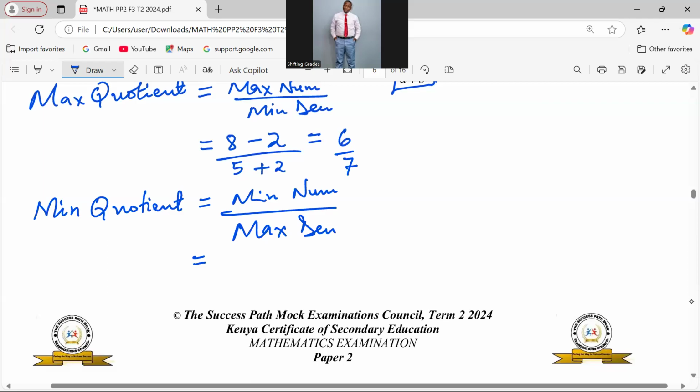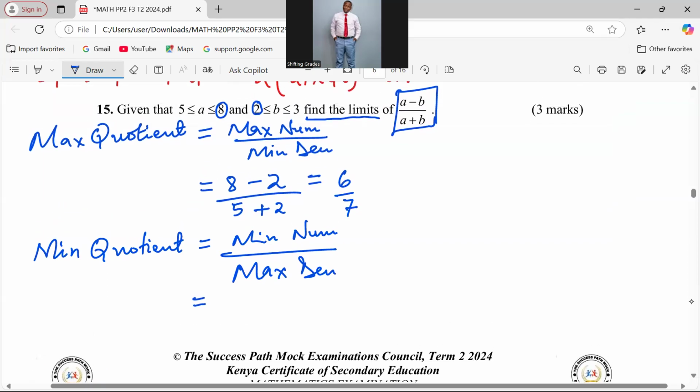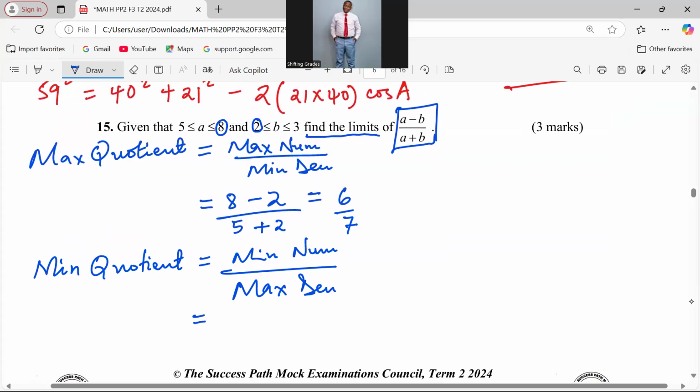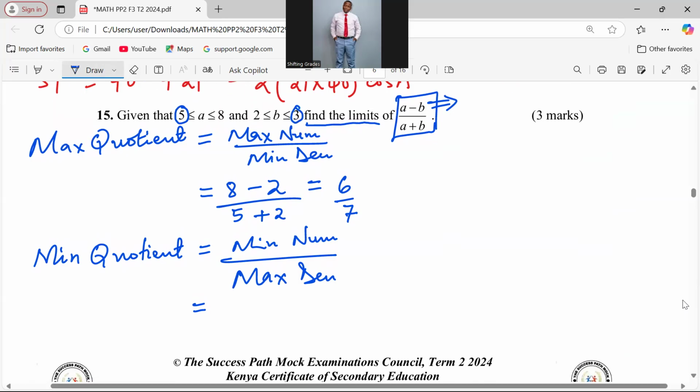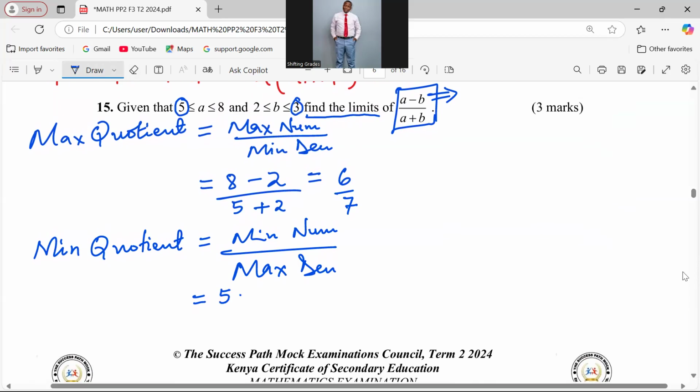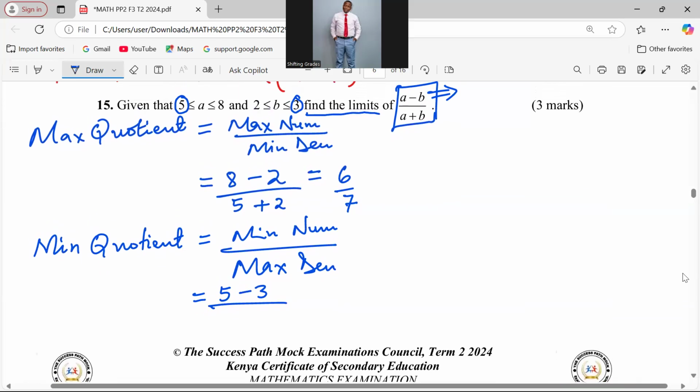For minimum numerator now, which is a difference, and I want it to be minimum, then I'm supposed to pick the smallest value of A, but I subtract the biggest value for B. So 5 minus 3, divided by, for me to get maximum denominator, which is a sum, I'm supposed to get upper limits.